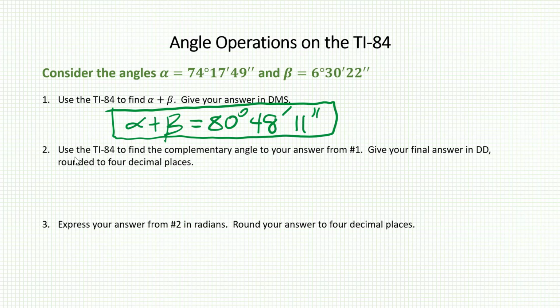Okay, now, number 2, we want to find the complementary angle to the answer we just got in number 1. Remember, complementary angles are two angles that add up to 90 degrees. So if I have one of the angles, all I would have to do is subtract it from 90 to obtain my answer. Again, the calculator will do this directly. This time we want the answer in DD form.